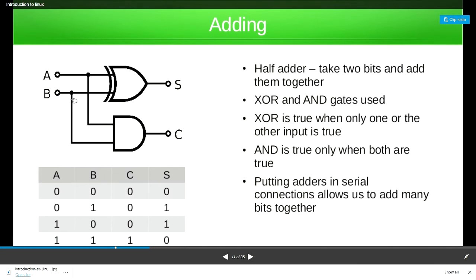Ganon din kay B. Si B naman papasok kay C, sa input ni C. Tapos si A papasok din dito. So dito lang siya magkakaroon ng value. So ang value ng C ay 0. Nagigets? Kasi AND gate. Ito naman ay XOR gate. So half adder takes 2 bits and adds them together. XOR and AND gates are used. XOR is true when only one or the other input is true. AND is true when both are true. Putting others in serial connection allows us to add many bits together.